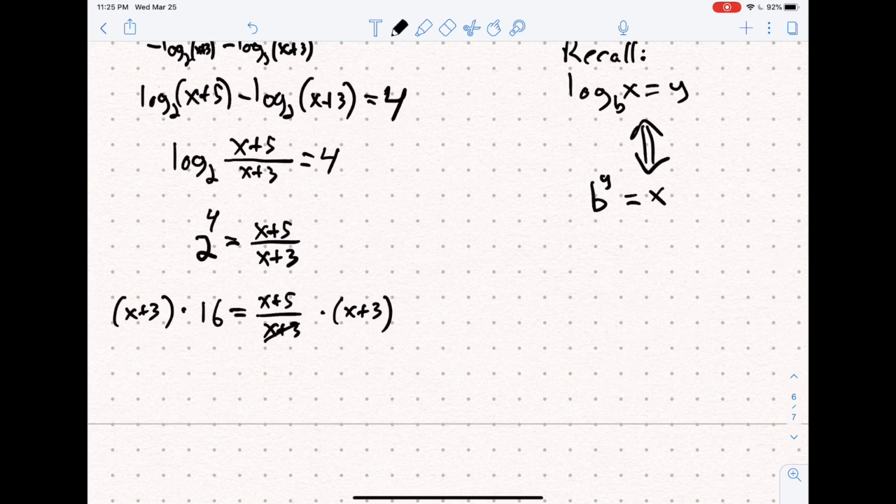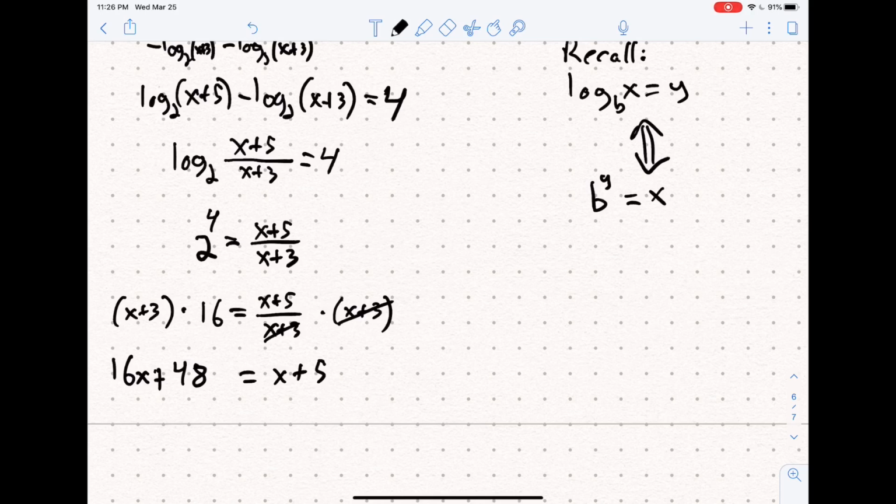On the right-hand side, those cancel. So our right-hand side is just x plus 5. And on the left-hand side, I'm going to distribute my 16 through to each of these pieces. So I have 16x plus, and then 3 times 16, you might need to go and do a little bit of side work to find out. That thing is 48. So we now have 16x plus 48 equals x plus 5.